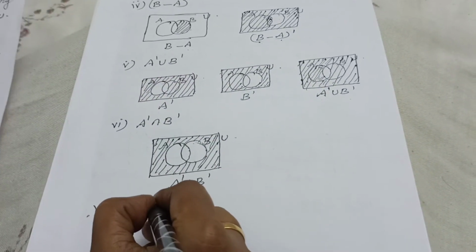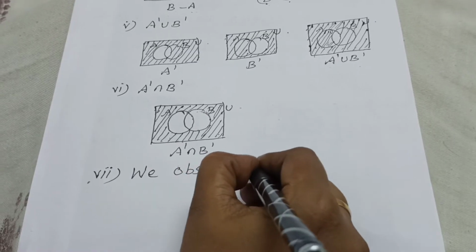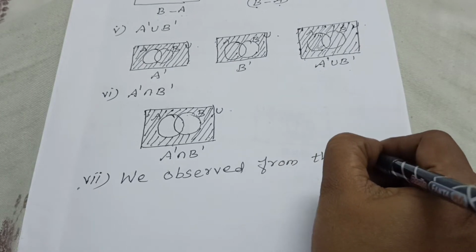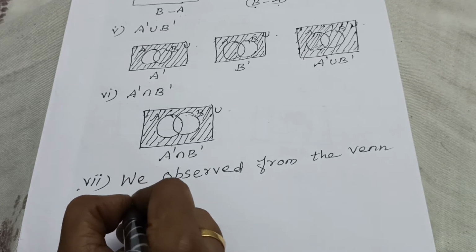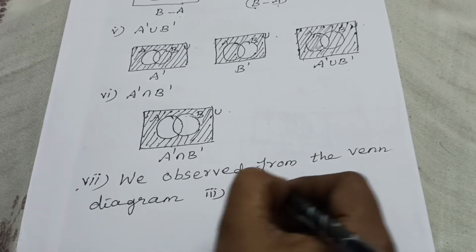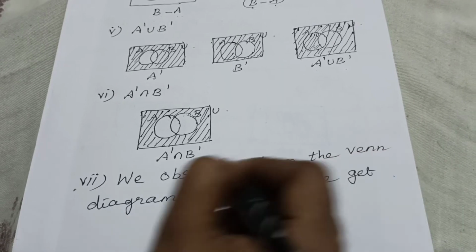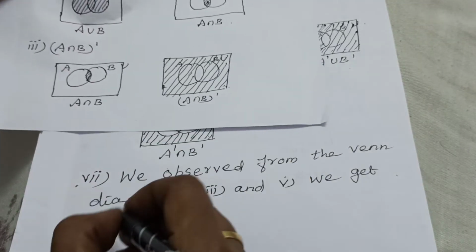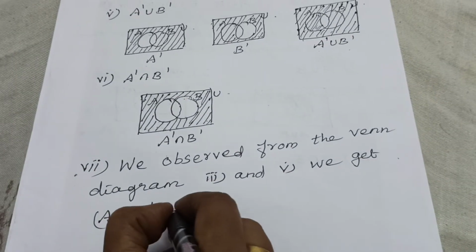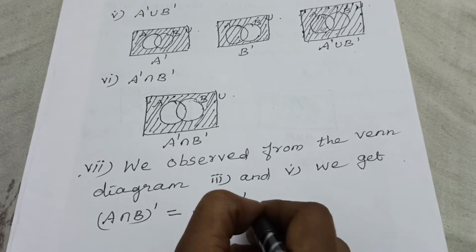We observe from the Venn diagram, third subdivision and fifth one, we get A intersection B the whole dash is equal to A dash union B dash. Have you understood?